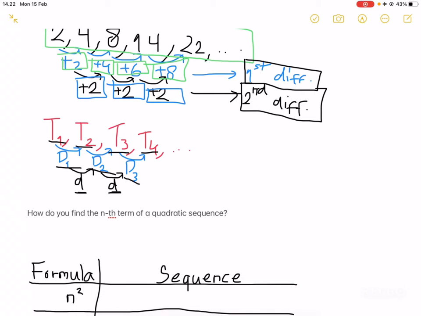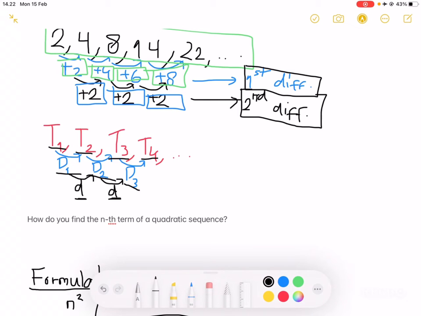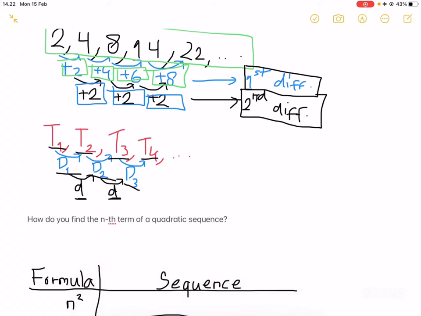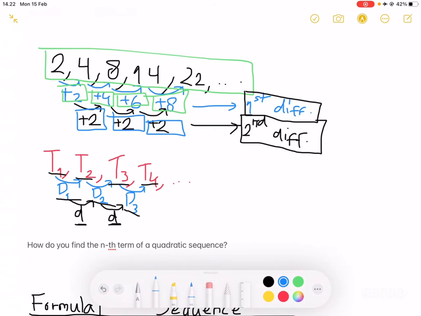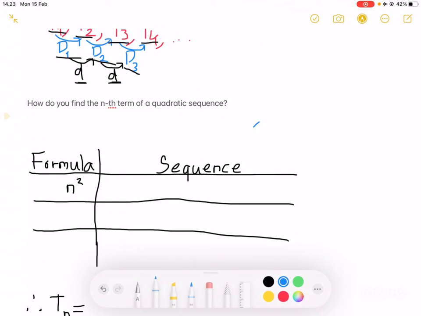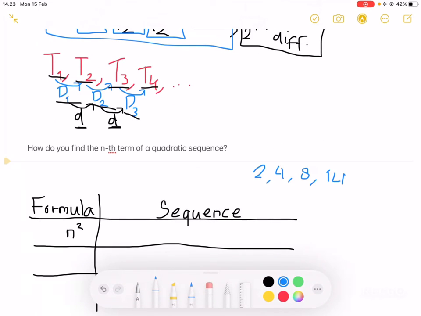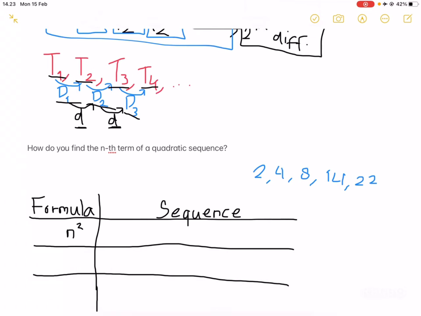So how do you find the nth term of a quadratic sequence? That is related to why I introduced the term second difference, because it has something to do with this. So let's just find the nth term of this sequence. We have 2, 4, 8, 14, 22. I'll just write the sequence right here to keep track of this. There we go.